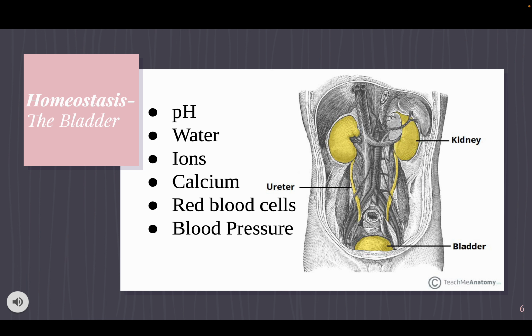Red blood cells. In addition to maintaining fluid homeostasis in the body, the urinary system controls red blood cell production by secreting the hormone erythropoietin. Blood pressure. The urinary system also plays a role in maintaining normal blood pressure by secreting the enzyme renin.